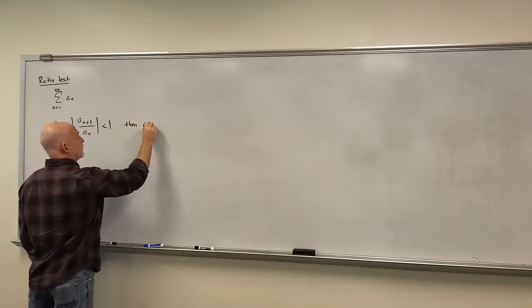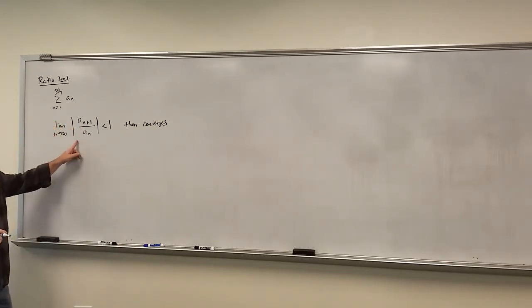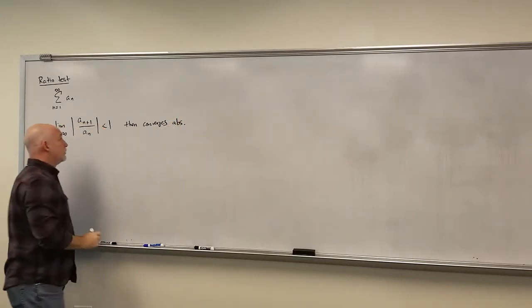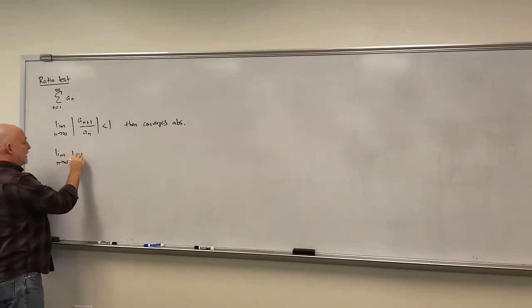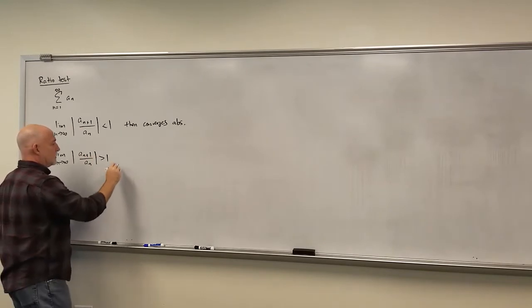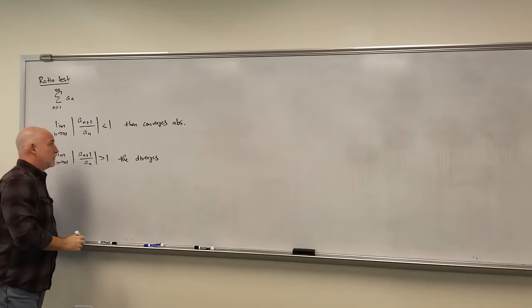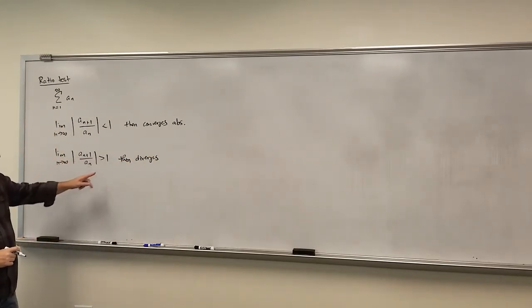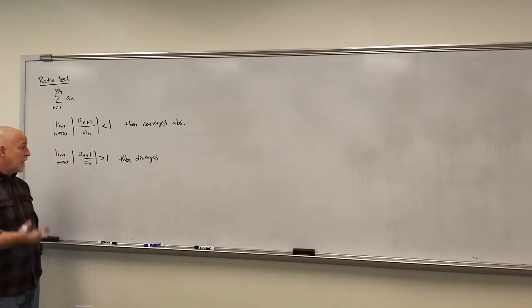then it converges. But since we're doing the absolute value of this, we can actually say it converges absolutely. If the limit as n goes to infinity, the absolute value of a sub n plus 1 over a sub n is greater than 1, then it diverges. Now notice we have less than 1 means it converges, greater than 1 means it diverges. That's great. Not only does it tell us convergence, it tells us divergence.